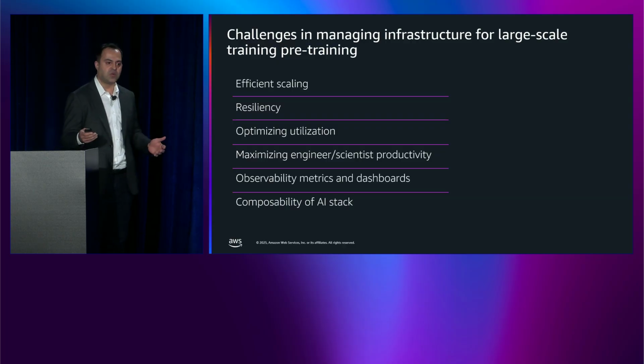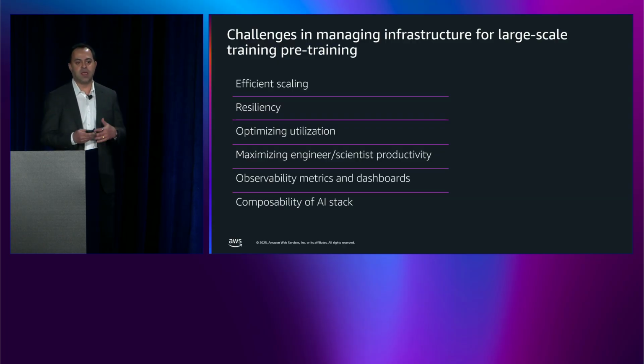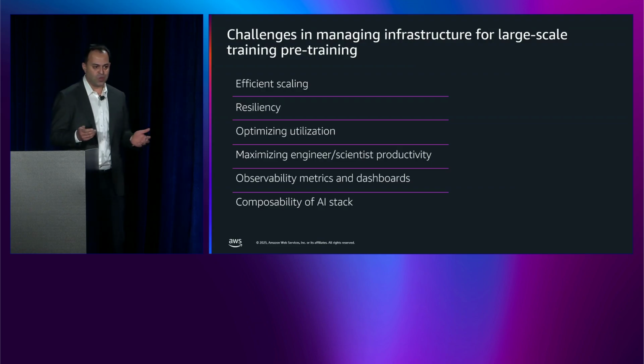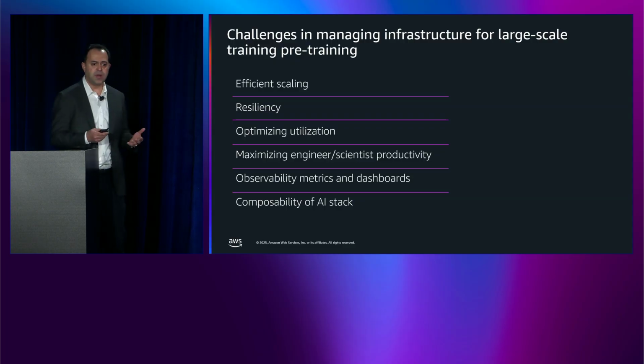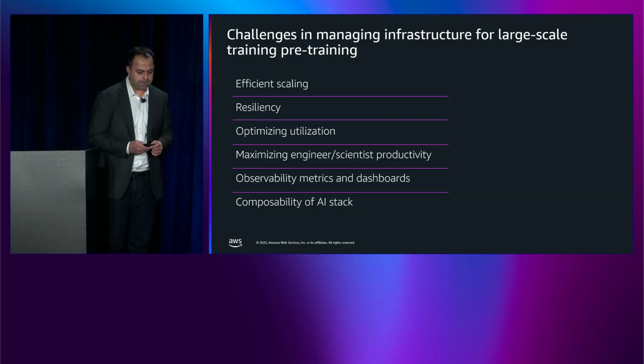And while your training is running, it's also important for you to have a good amount of insight into what's happening within your training job and have observability across your training stack. And lastly, there are new open source tools that are becoming available and popular very quickly these days. So you want to make sure that your infrastructure gives you the ability to use new tools as they become available. So the composability of your AI stack is important.